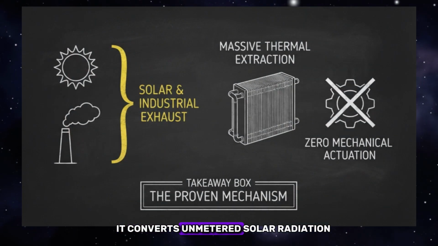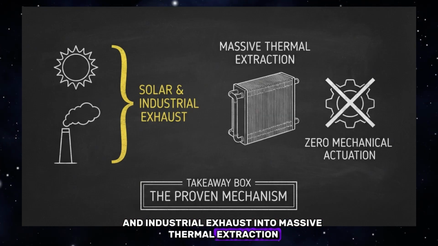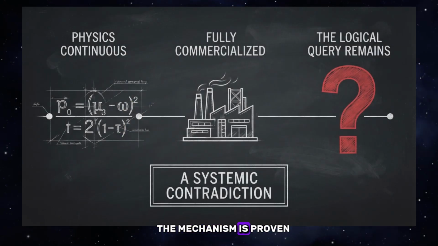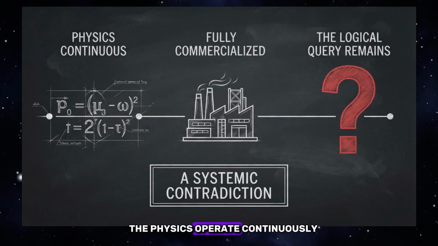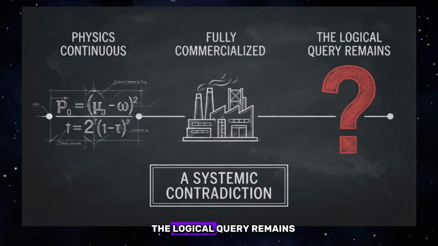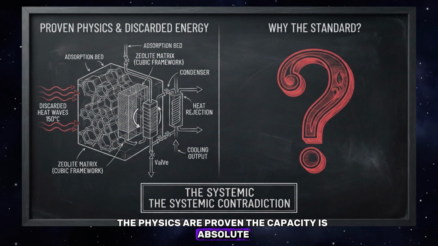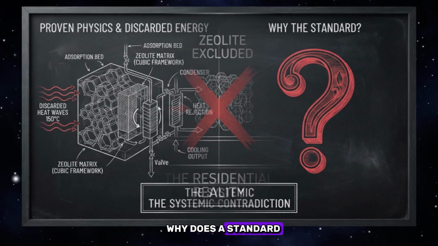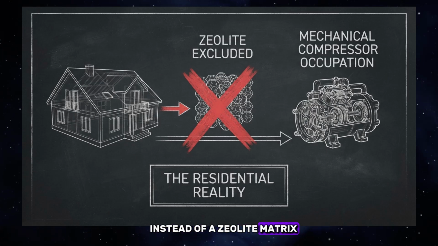It converts unmetered solar radiation and industrial exhaust into massive thermal extraction. It requires 0 mechanical actuation. The mechanism is proven. The system is fully commercialized. The physics operate continuously. The logical query remains. The physics are proven. The capacity is absolute. The thermal input is discarded energy. Why does a standard mechanical compressor occupy your residential structure instead of a zeolite matrix?